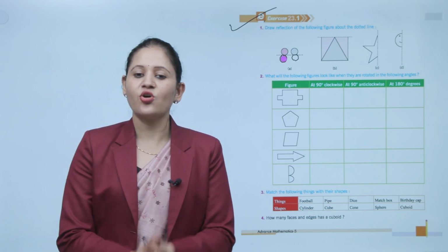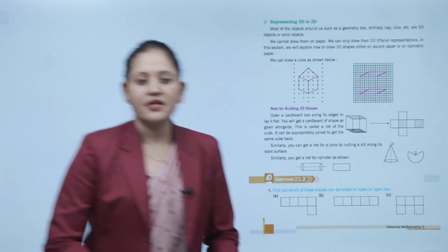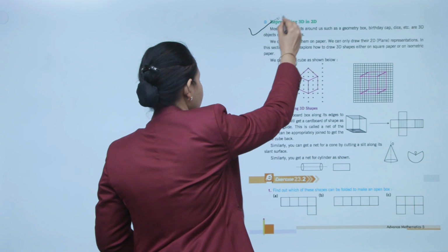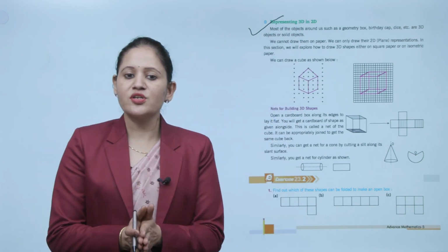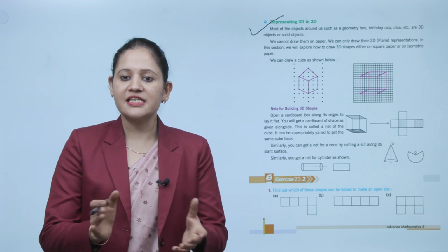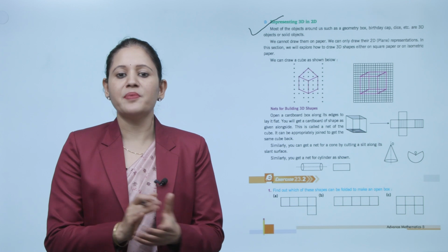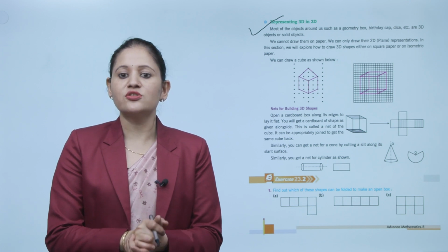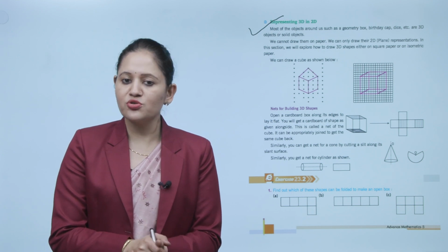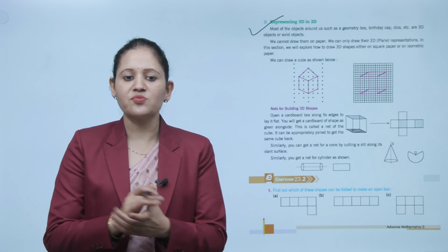Clear? So practice all the questions of this exercise. Next is representing 3D in 2D. Most of the objects around us, such as geometrical box, birthday cap, dice, etc., are 3D objects or solid objects. We cannot draw them on paper. We can only draw their 2D representation. In this section, we will explore how to draw 3D shapes either on square paper or in isometric paper.